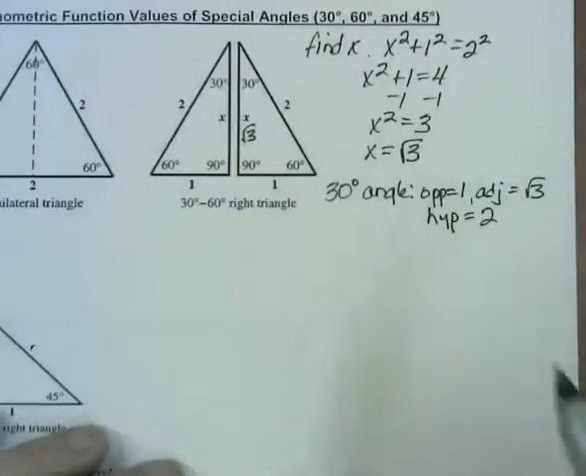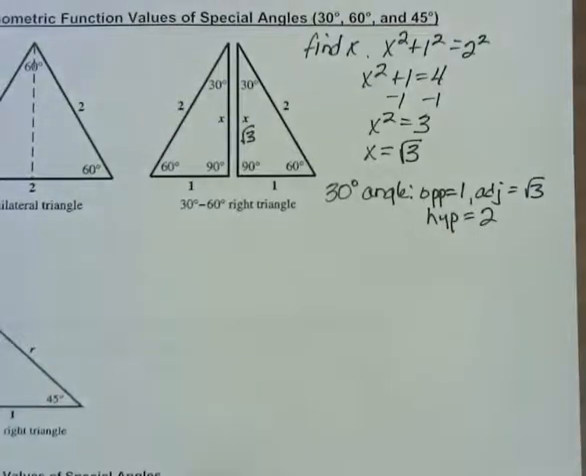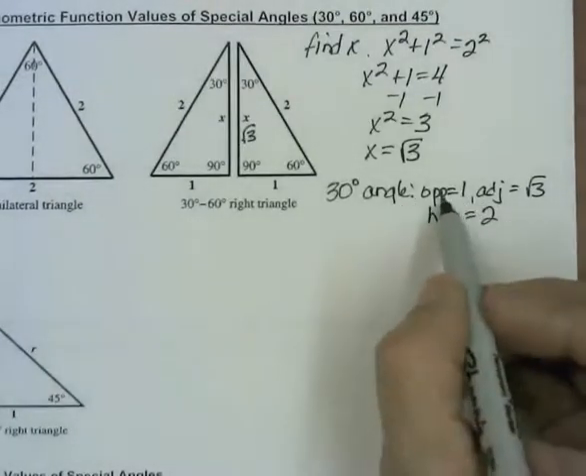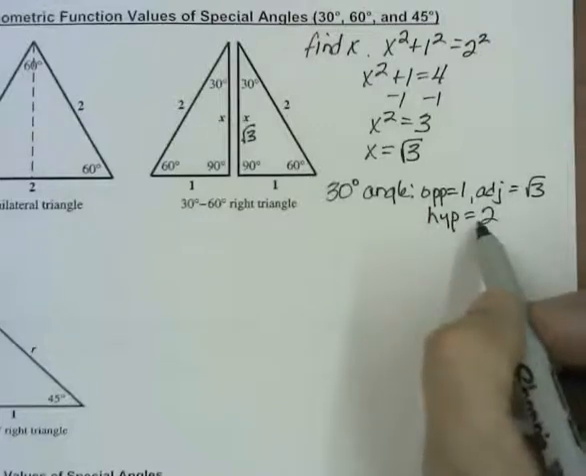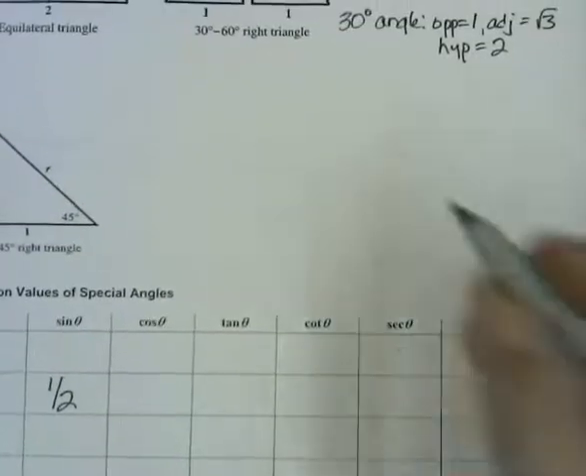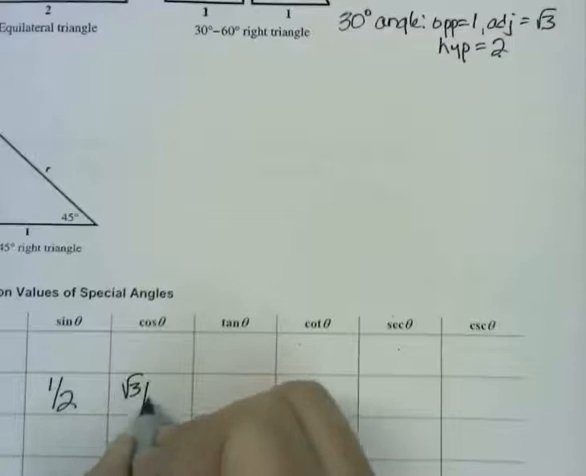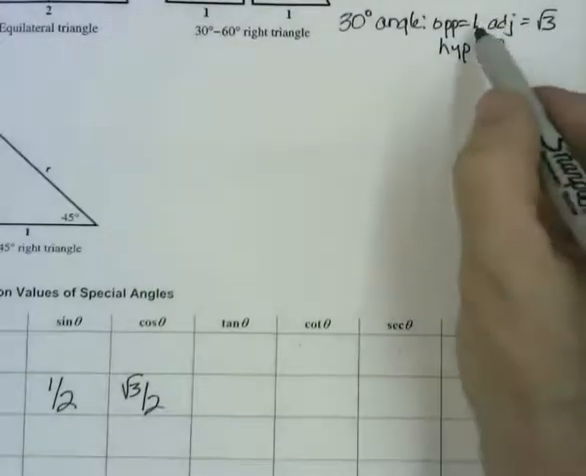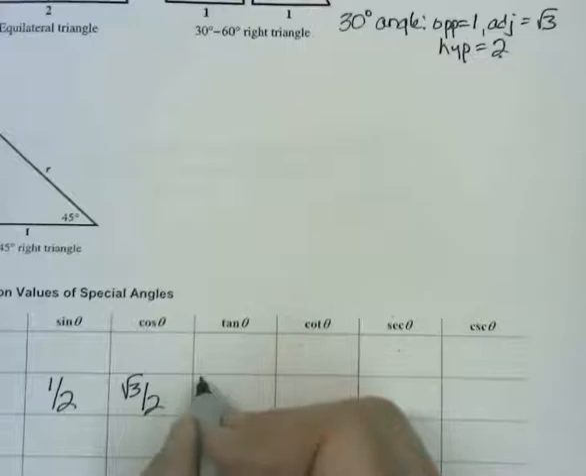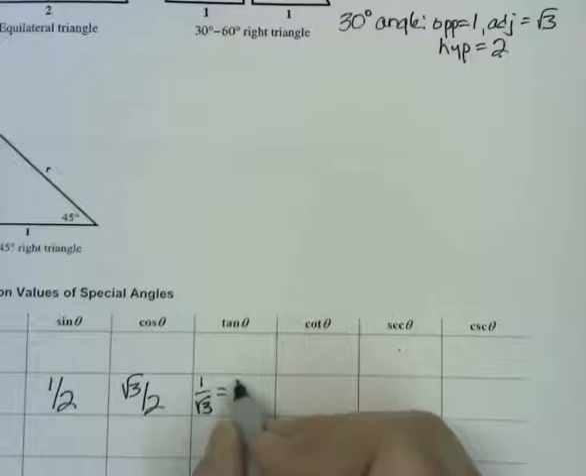So we can find the values of all of our trig functions, and I'm going to find those and use them to fill in the table down here. So our sine would be opposite over hypotenuse, which would be 1/2. So we're filling this in for the 30 degrees. Our cosine would be adjacent over hypotenuse, which is the square root of 3 over 2. And then tangent is opposite over adjacent, so that is 1 over the square root of 3. If we wanted to rationalize the denominator, that would end up being the square root of 3 over 3.